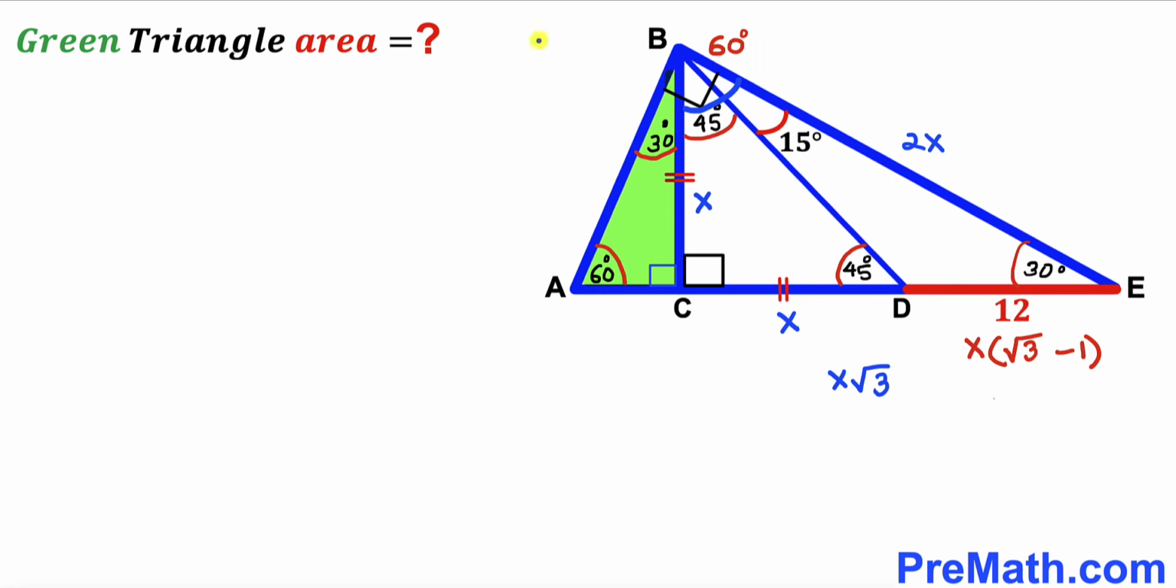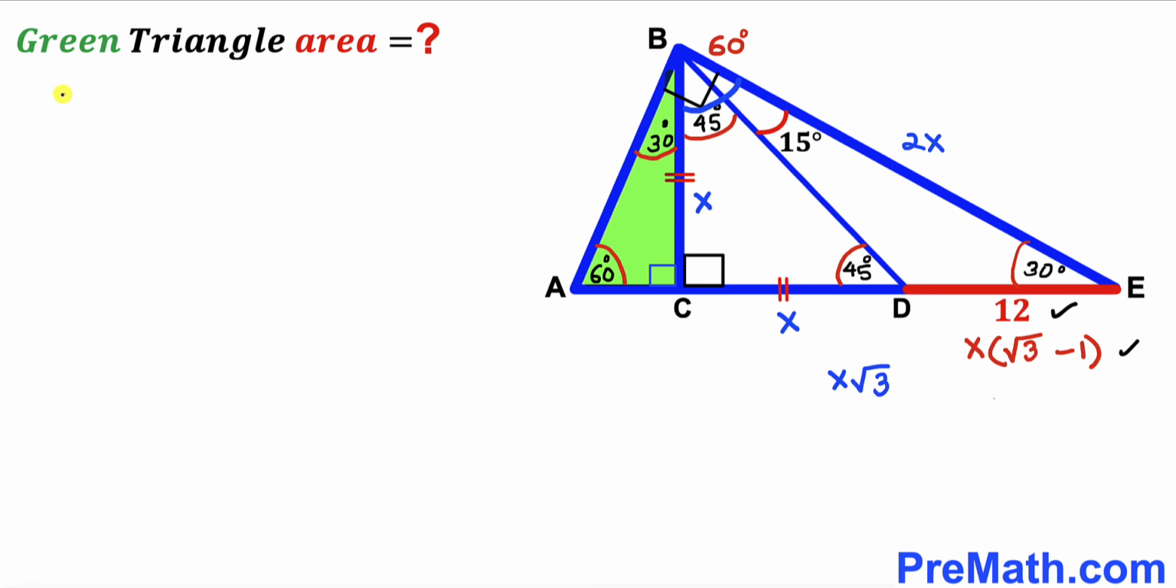Now let's make an observation. We can see that this segment DE length is x times the square root of 3 minus 1, and also this DE segment length is 12 units. Therefore we are going to equate them.